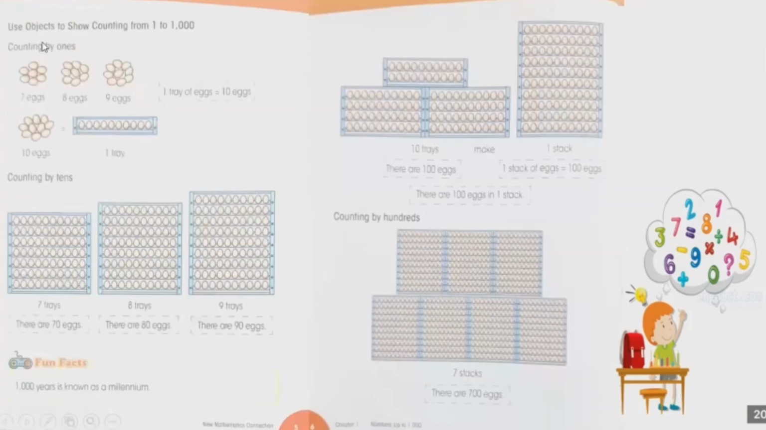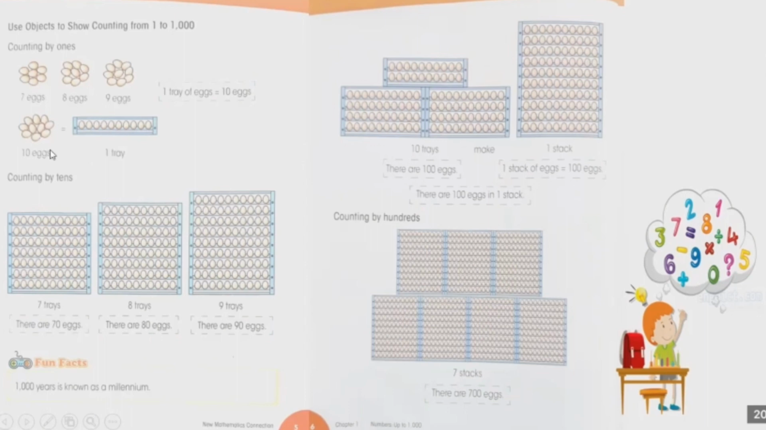Now let's try to count by using objects. Here you can see the eggs, so counting by ones. Here you can see number 7. Let's see if this number is correct. Please count with me. 1 egg, 2 eggs, 3 eggs, 4 eggs, 5 eggs, 6 eggs, 7 eggs. So this is correct. 1 egg, 2 eggs, 3 eggs, 4 eggs, 5 eggs, 6 eggs, 7 eggs, 8 eggs. So 8. Here 9 eggs.